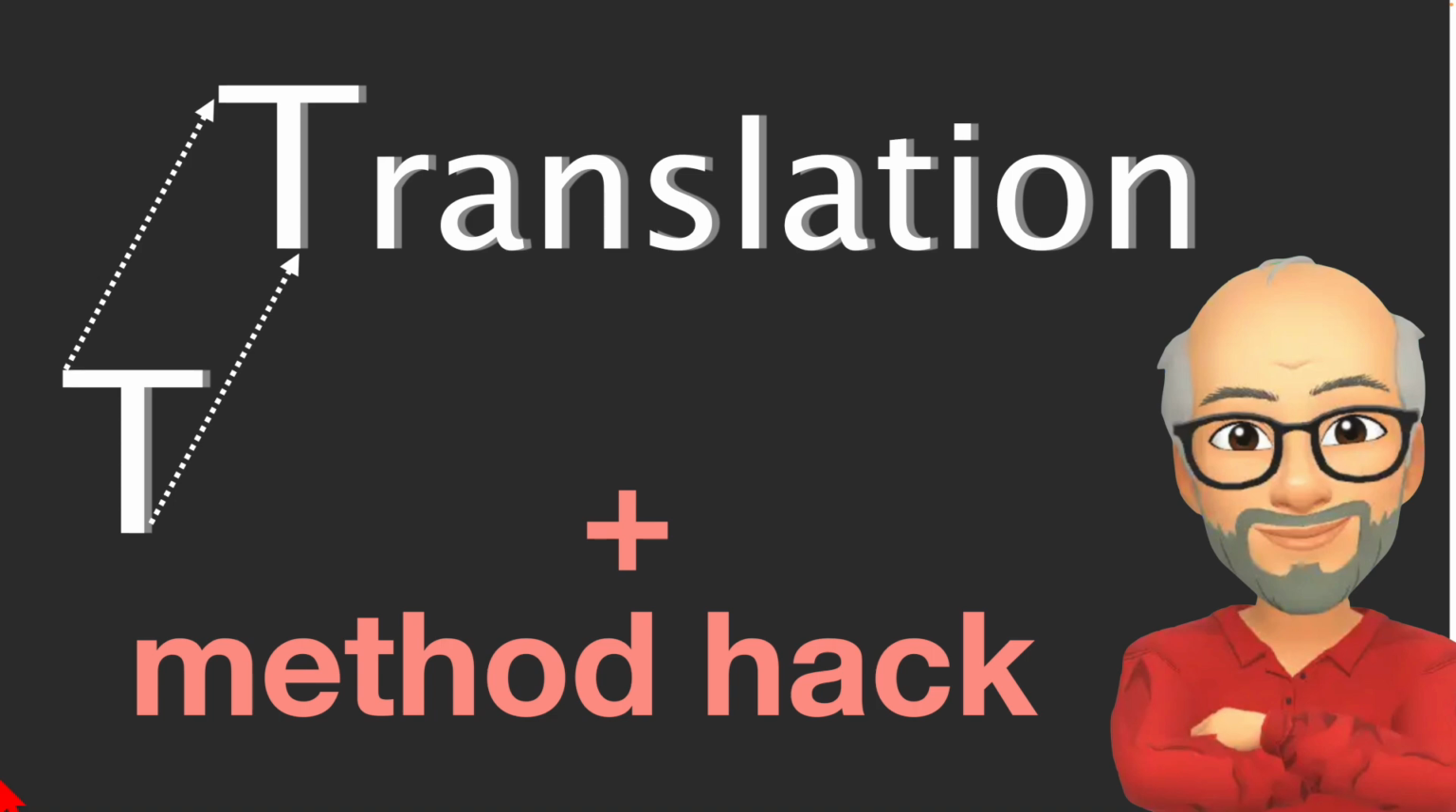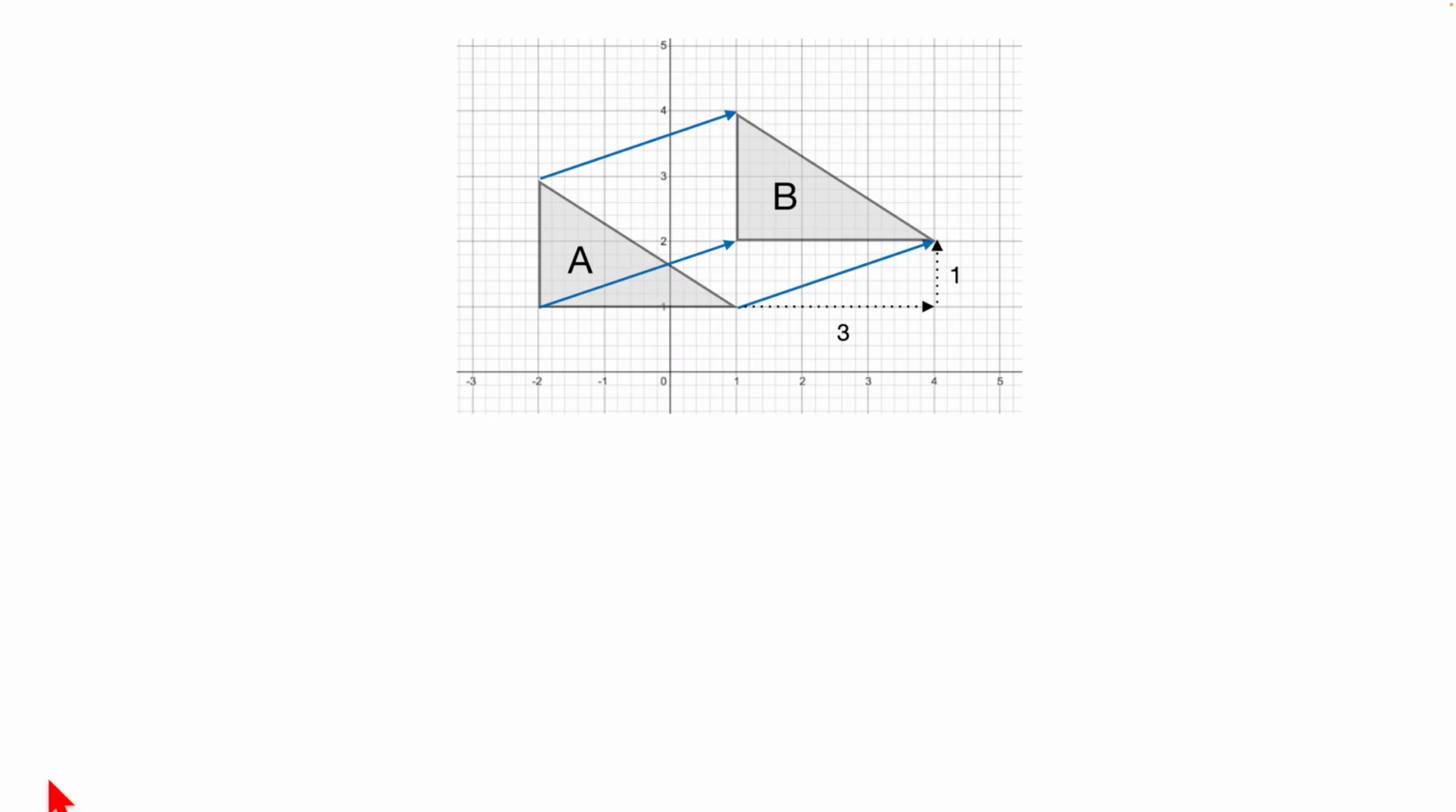Translation. This is probably the easiest of all the transformations. See what I did there? Here's a translation. This shape is translated to here. Really, it's just a slide, isn't it? This corner goes to here, this corner goes to there, and that corner moves across to there. Every corner has moved 3 along and 1 up.